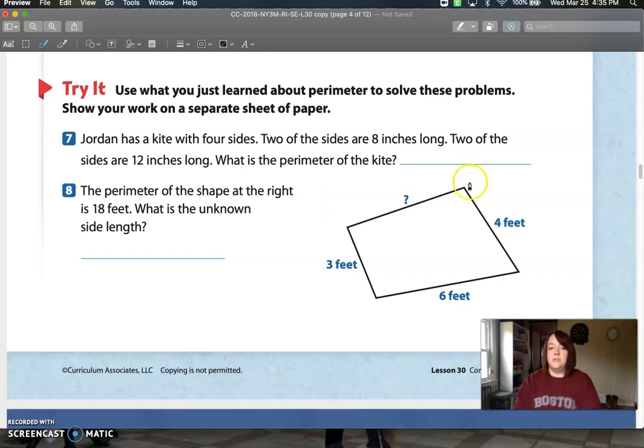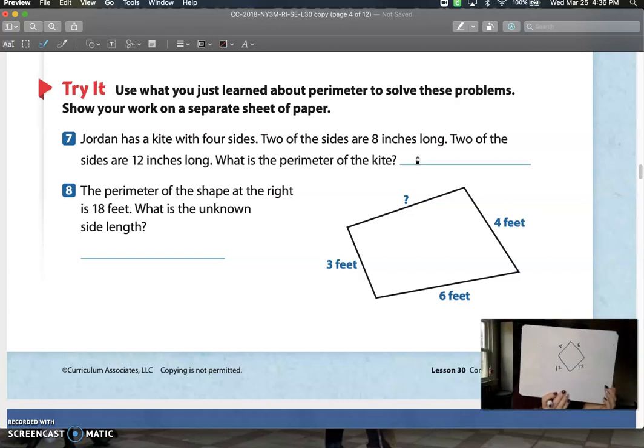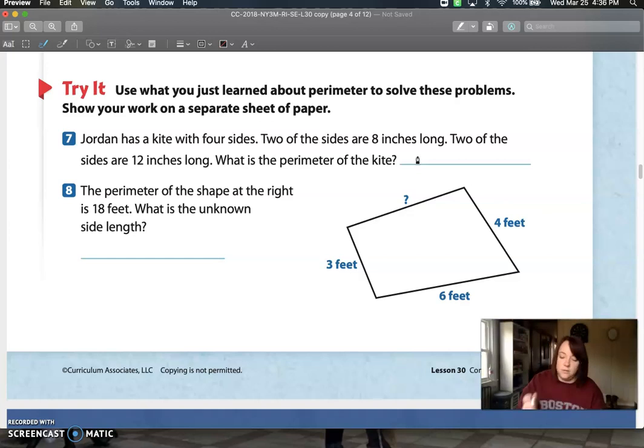Okay, so this picture does not go with this question, so don't answer it from this. So if he has a kite, I'm going to draw a picture so you can see it. And don't laugh at my drawings. Okay, so he said 2 sides are 8 and 2 sides are 12. So now we only need the perimeter, which is the outside. So we're going to add them all. So 8 plus 8 plus 12 plus 12 equals something.